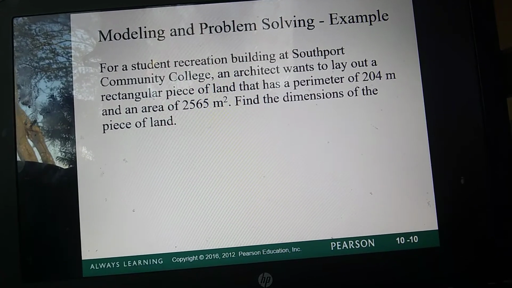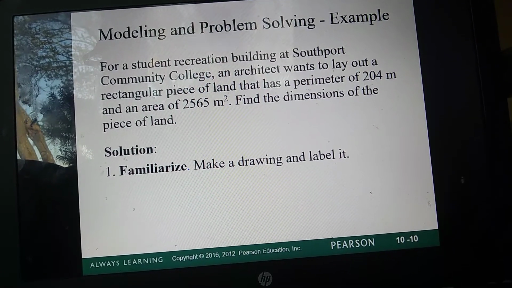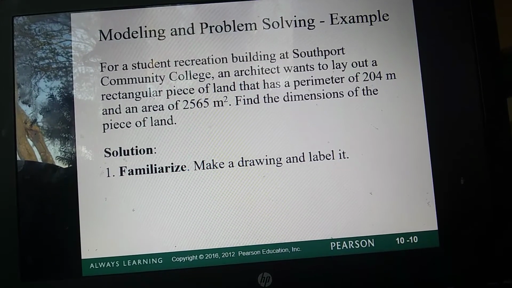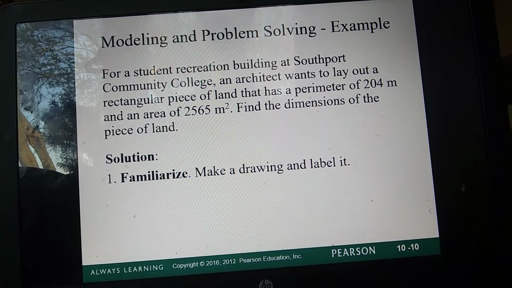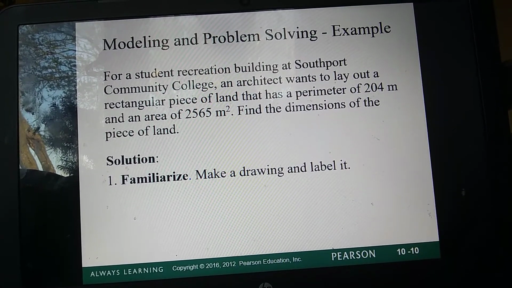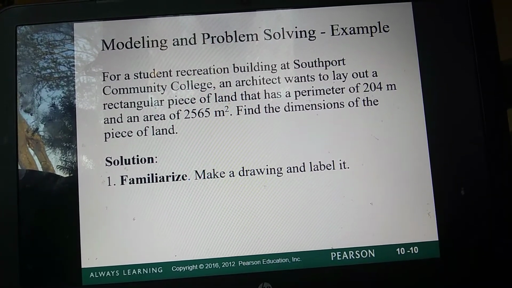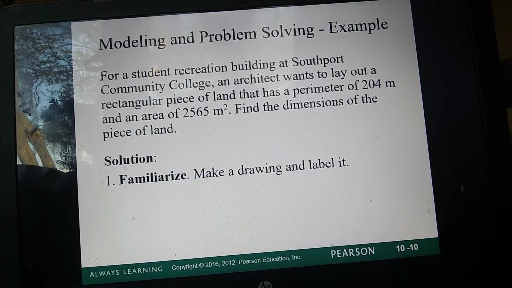Okay, here's a word problem. We have a student recreating a college, essentially skipping through all the information that's kind of unpertinent. We have a rectangular piece of land that has a perimeter of 204 meters and an area of 2,565. So we have a perimeter and an area, and we need to find the dimensions.